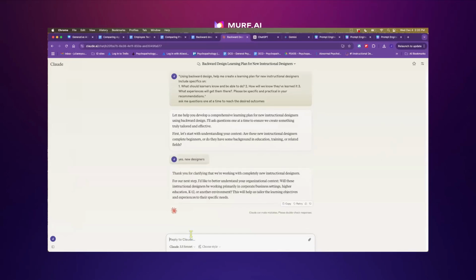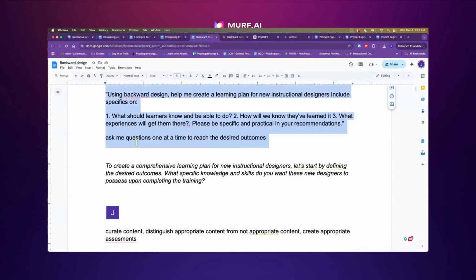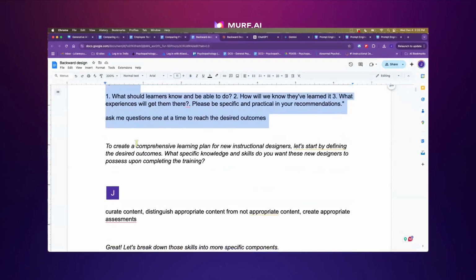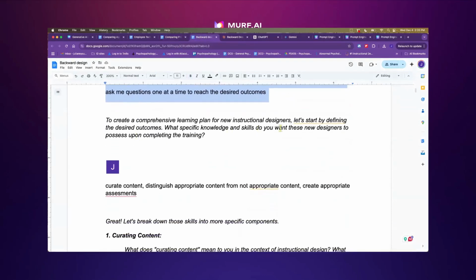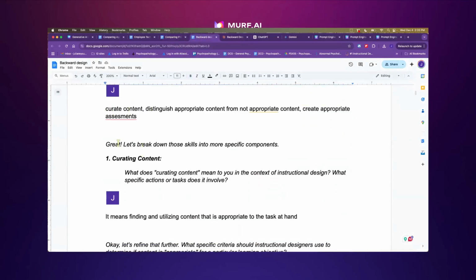Okay, then it's going to continue to ask those clarifying questions. So when I did this before, it asked me, what specific knowledge and skills do you want these new designers to possess upon completing? And I would answer. And so you can see as it goes through, it's taking me through the steps of backward design.